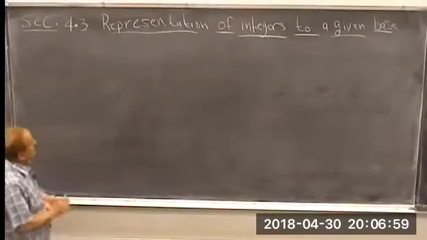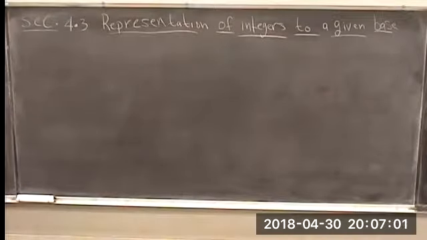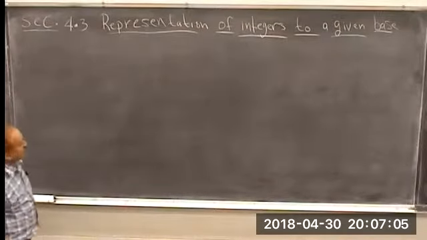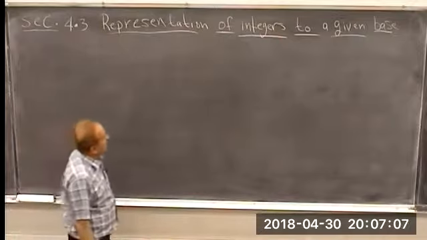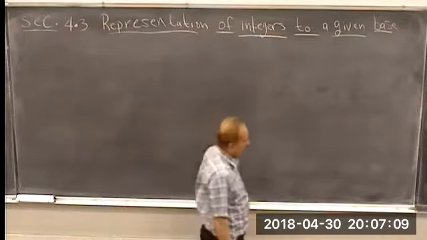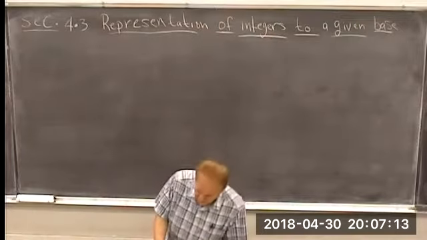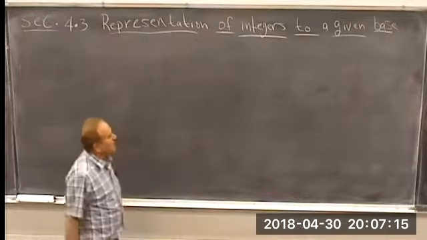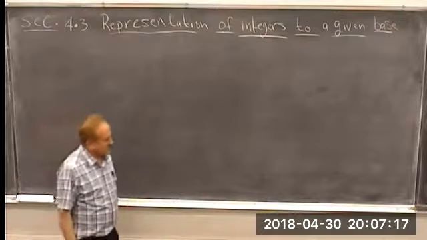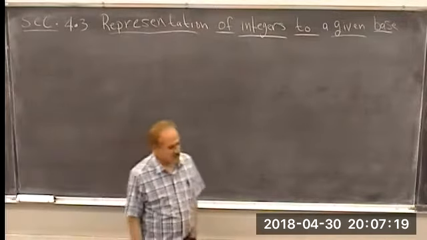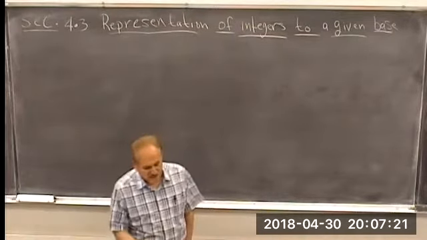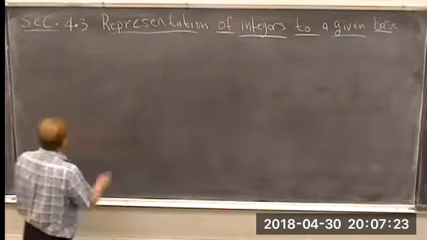All right, so we're going to get started on section 4.3, and in this section, we're going to be talking about different representations of integers to a given base. We are all familiar with what we call the decimal number system. The decimal number system is an example of what is called a positional number system.